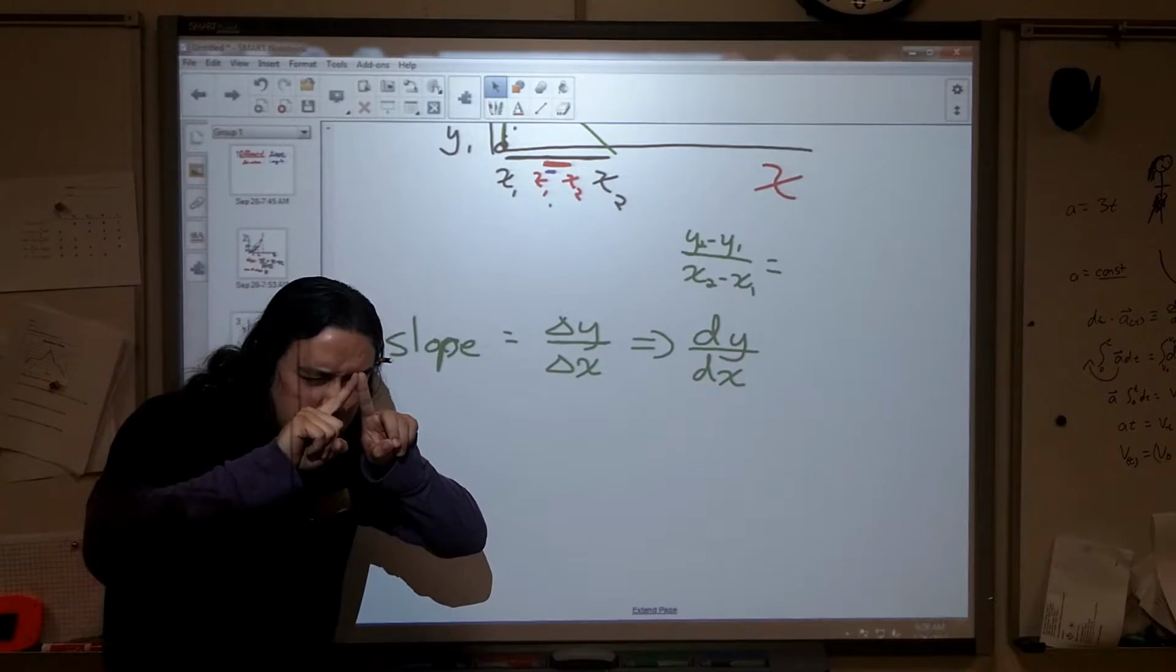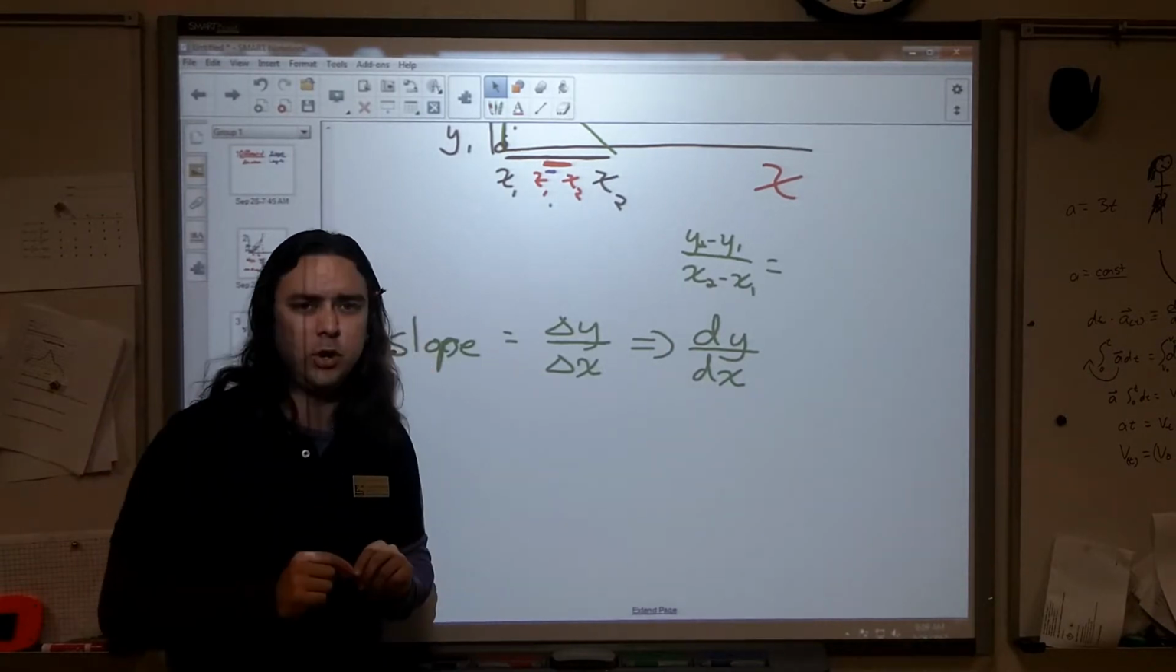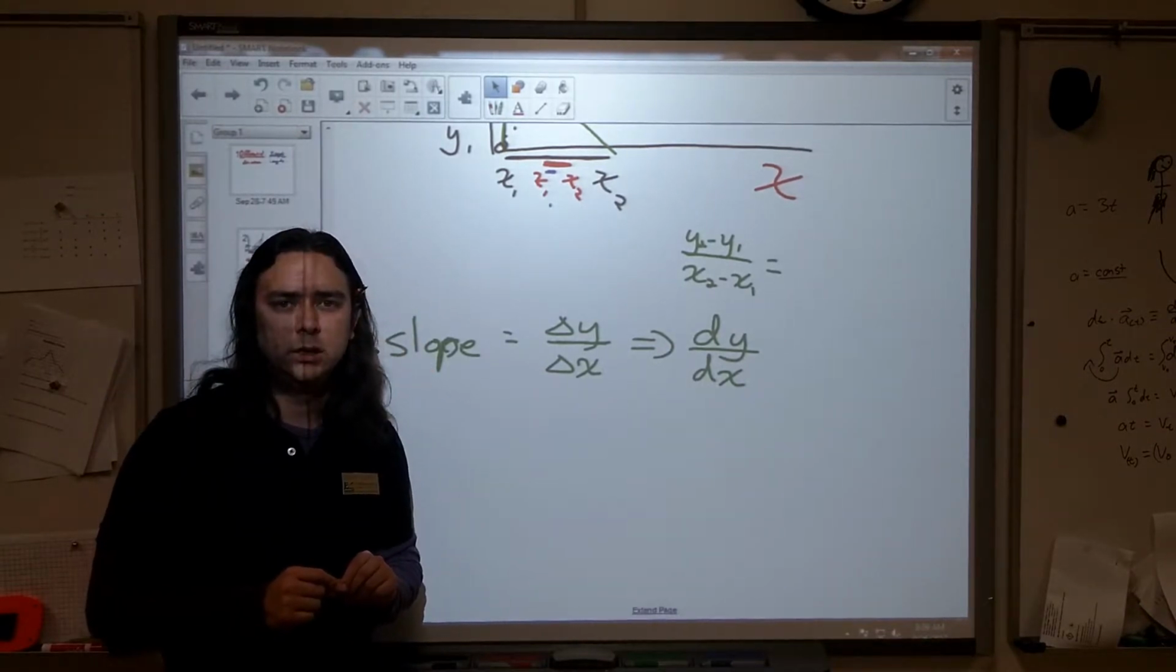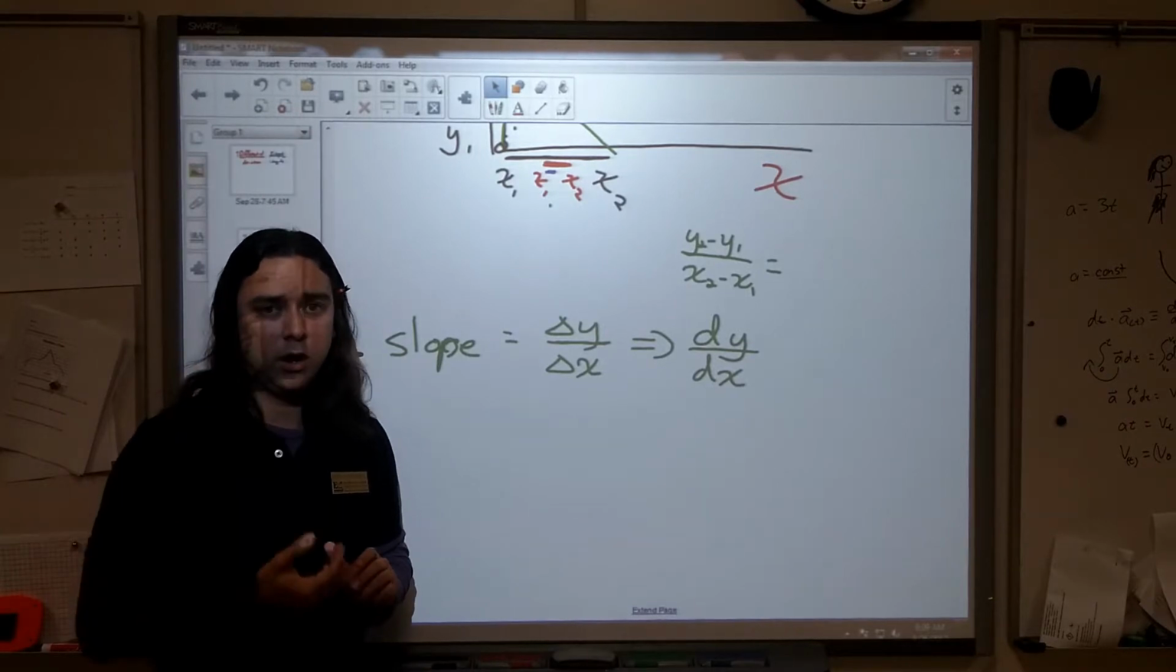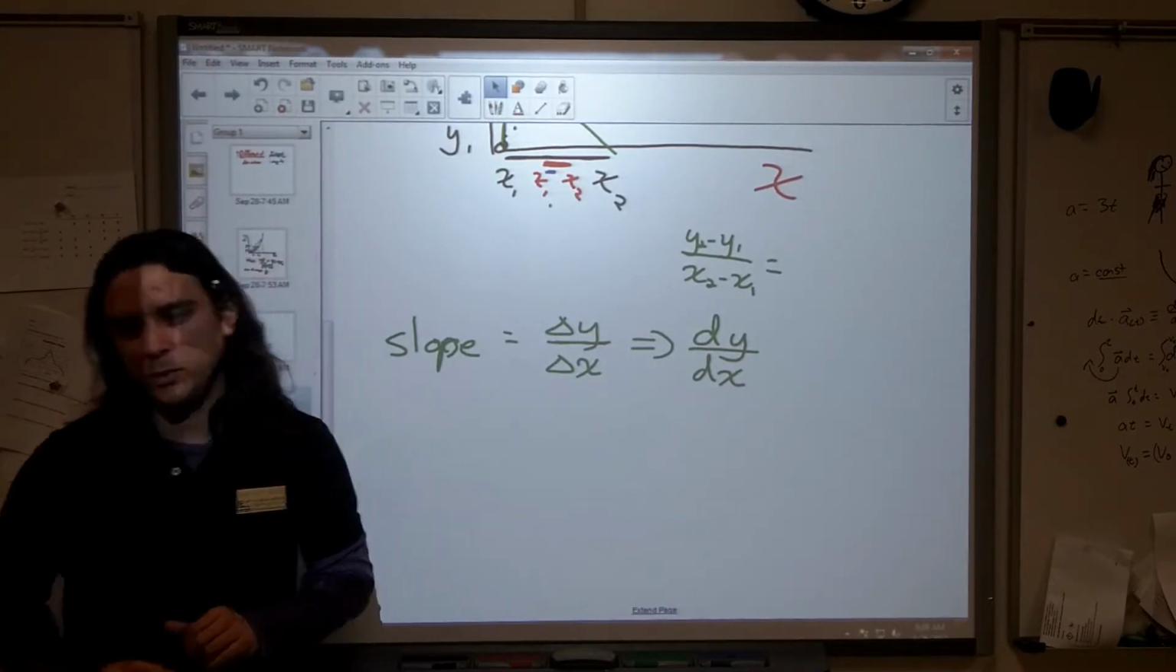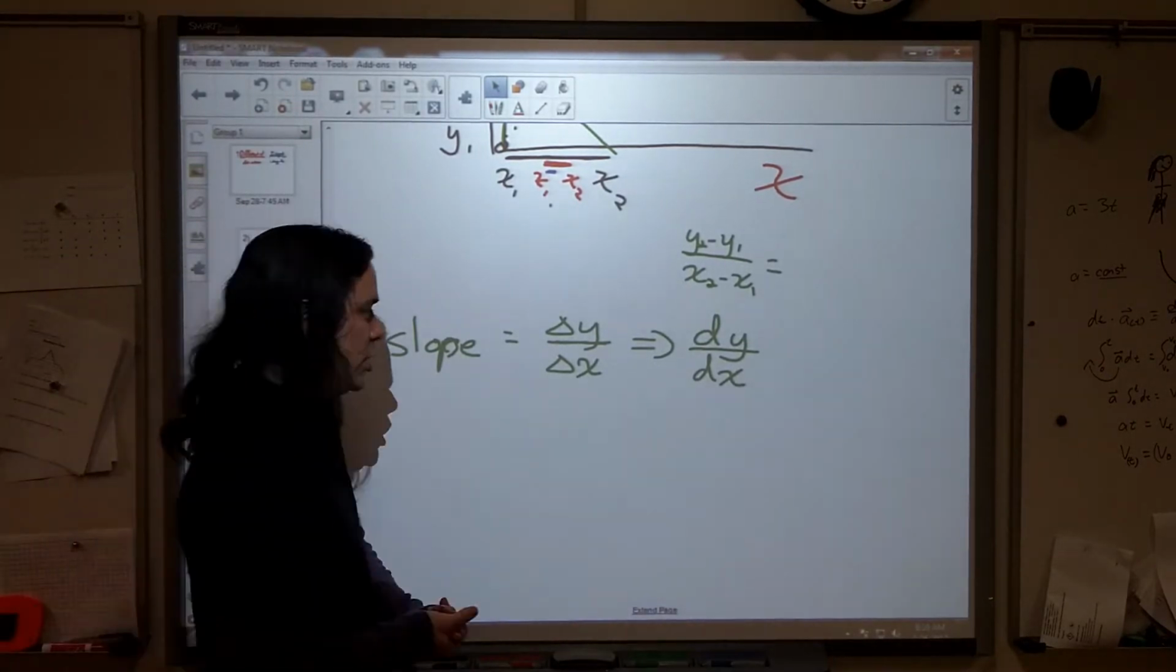We're dealing with 2 points that are so close together that for all intents and purposes, they're the same point. The only difference between them is basically our imagination. Give me just a moment. Okay, just had to check the camera.